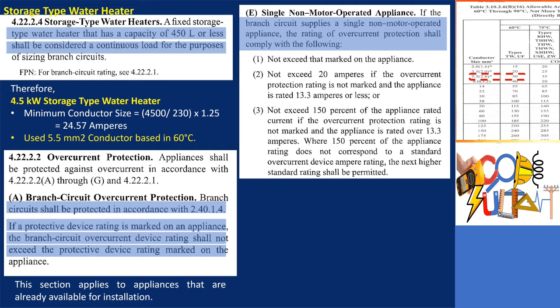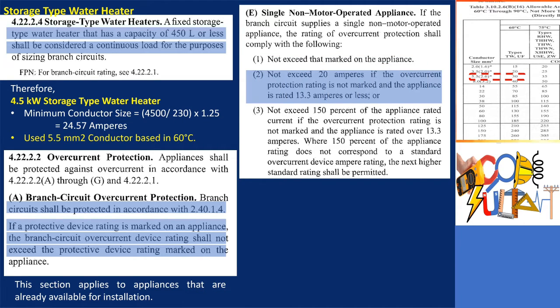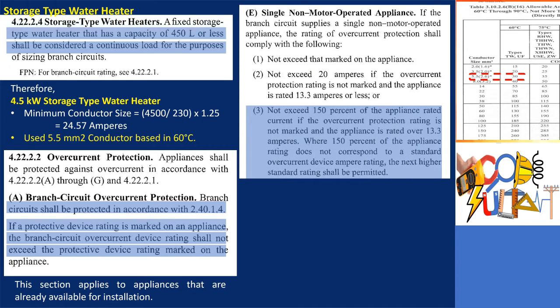If the branch circuit supplies a single non-motor operated appliance, the overcurrent protection rating must comply with the following requirements. 1. It must not exceed the rating marked on the appliance. 2. It must not exceed 20 amperes if the overcurrent protection rating is not marked and the appliance is rated 13.3 amperes or less. Or 3. It must not exceed 150% of the appliance's rated current if the overcurrent protection rating is not marked and the appliance is rated over 13.3 amperes.